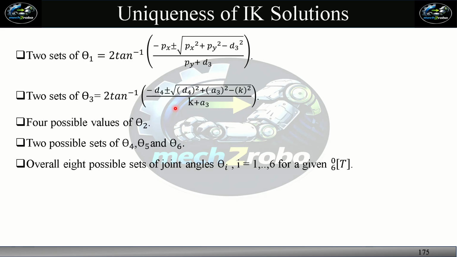And we conclude that we get two values of theta 1, two values of theta 3, four possible values of theta 2, and two sets of theta 4, theta 5 and theta 6. And overall we get eight possible solutions to a particular position vector.